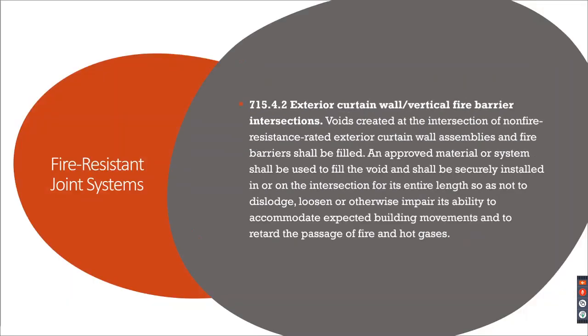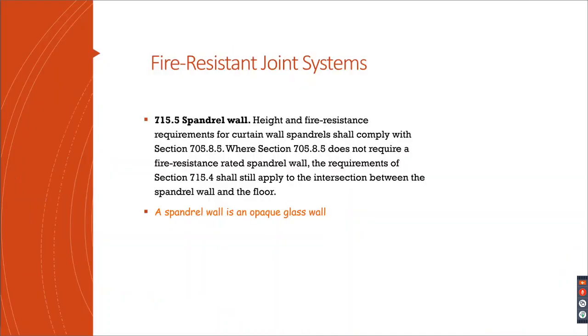And then voids created at the intersection of non-fire resistance rated exterior curtain wall assemblies and fire barriers shall be filled. So again, if you've got something that's rated, you've got to have that continuity there, whether it's a joint, a penetration, another assembly, whatever it is. You've got to have that continuity, or you're going to have a space for smoke or flame to go through. And then, of course, the approved material or system shall be used for the whole length, and it can't dislodge, loosen, or otherwise impair its ability to accommodate the fire and hot gases.